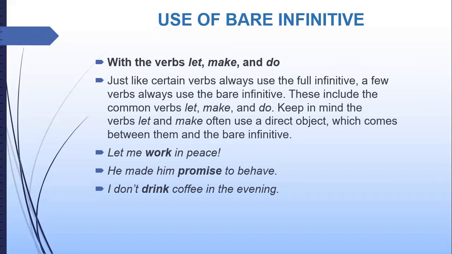The next usage is with the verbs let, make, and do. The third usage is when we talk about bare infinitive: just like certain verbs always use the full infinitive, a few verbs always use the bare infinitive. A few verbs, when you use them, will take bare infinitive. These include the common verbs let, make, and do. Keep in mind that the verbs let and make often use a direct object which comes between them and the bare infinitive. Let me work in peace. Let me work. This work is an example of bare infinitive.